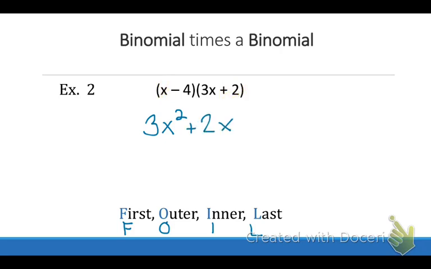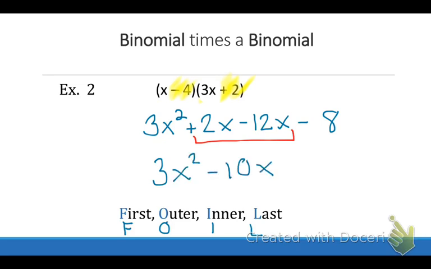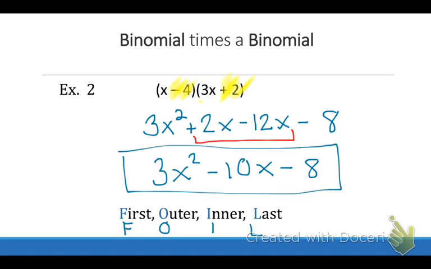Then I switch and do the inner term, which would be negative 4 times 3x, which results in negative 12x. And finally, the product of the last 2 terms would be negative 4 times positive 2, which gives you negative 8. So 4 multiplications, and you're just really making sure you do every combination. When you do it in this form, though, a nice thing that happens is frequently the middle 2 terms can be combined. So this results in, we copy the 3x squared minus 10x minus 8 for a final simplified polynomial. It's a trinomial, leading coefficient of 3 and degree 2.